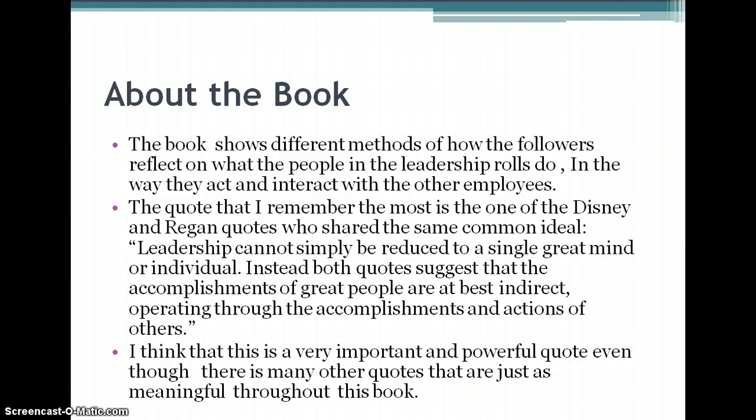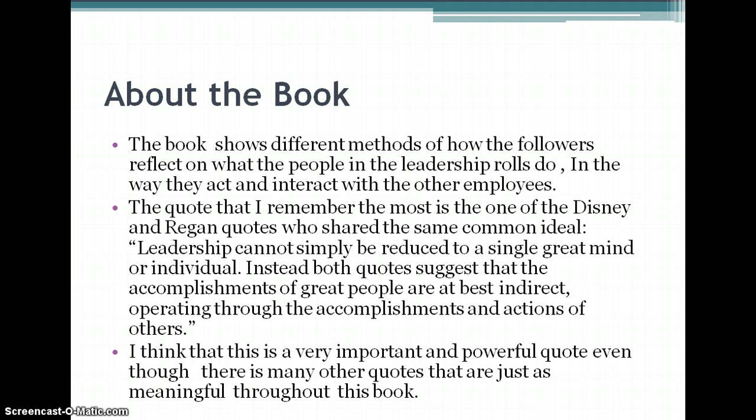This book is very heavily based on research and theory, with the most critical constraints from social and cognitive perceptions of social justice. The book shows different methods of how followers can reflect what people in leadership roles do in a way that interacts with other employees.